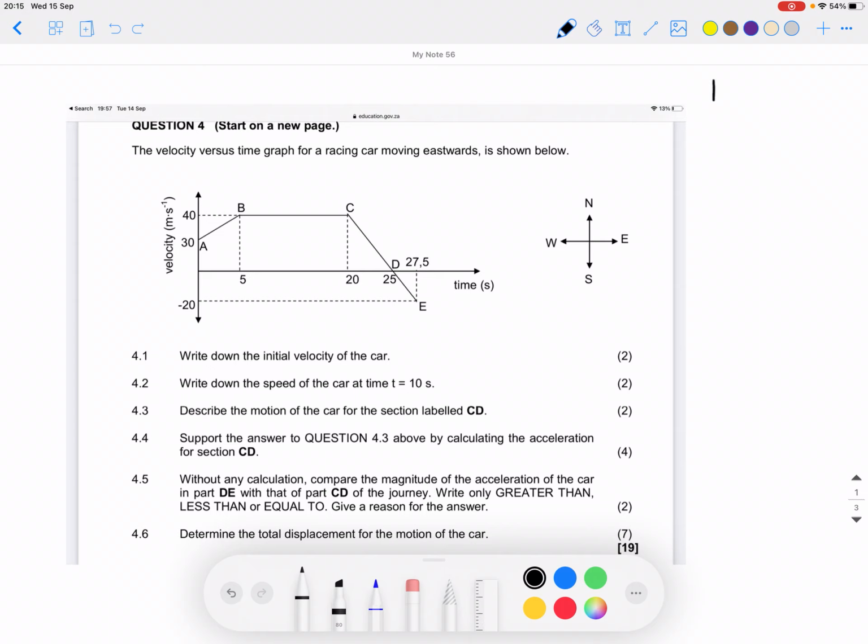If you are given a velocity time graph like this, on the y-axis you have your velocity, on your x-axis you have your time. So if your graph is increasing as a straight line like that, it means your velocity is increasing uniformly. This simply means that the velocity is changing at the same rate, okay? And in this case, the acceleration will be constant.